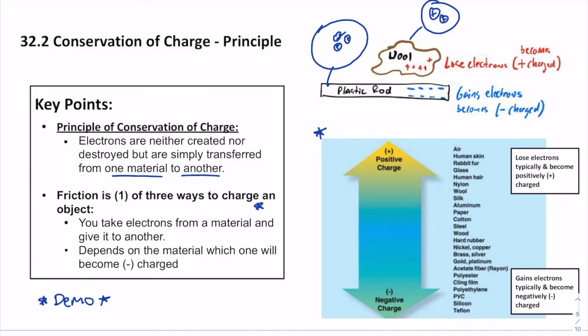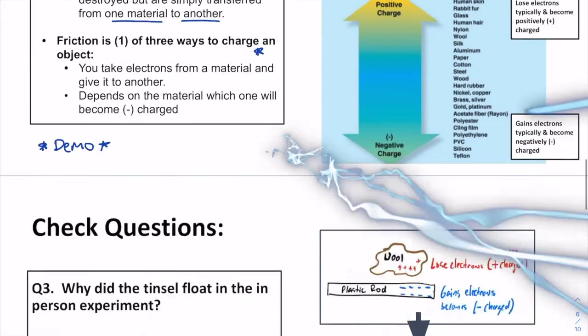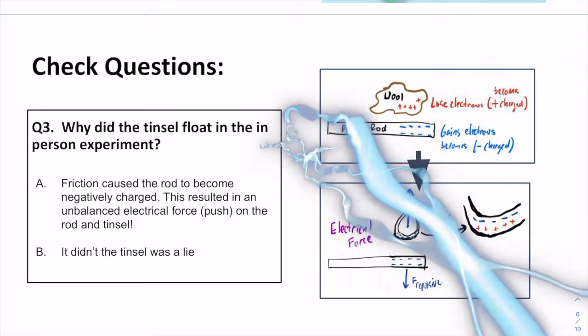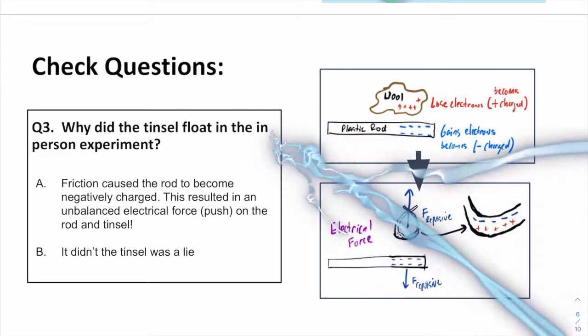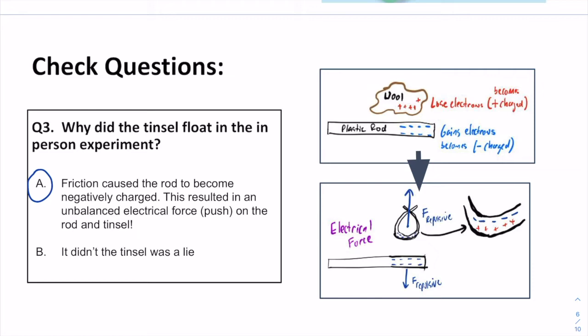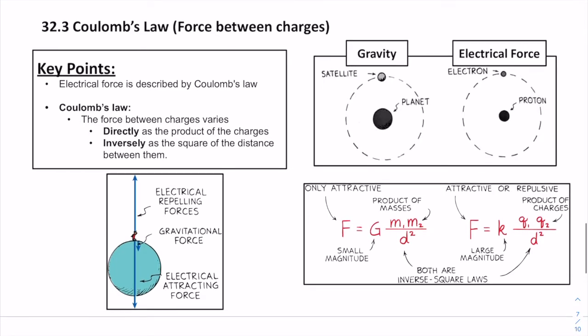Okay, so we saw our demo, and we have the charged plastic rod will cause the tinsel to float. Okay, question 3, why did the tinsel float in the in-person experiment? Our answer is A, friction caused the rod to become negatively charged. This resulted in an unbalanced electrical force, a push, on the rod and tinsel. Not too bad. So we knew that there was a force between the rod and the tinsel. Why? Because if there wasn't, the tinsel would have just fallen straight to the ground, right?